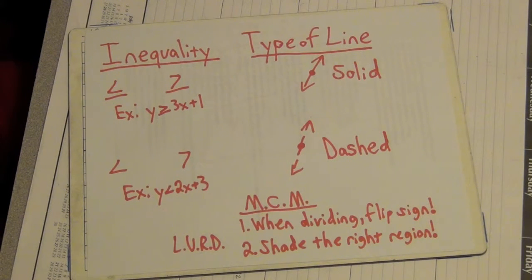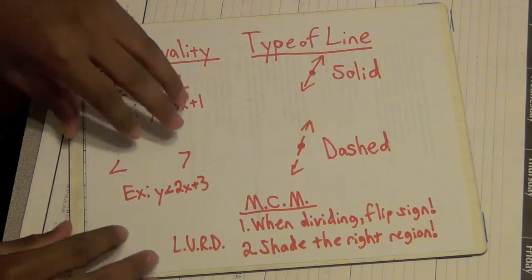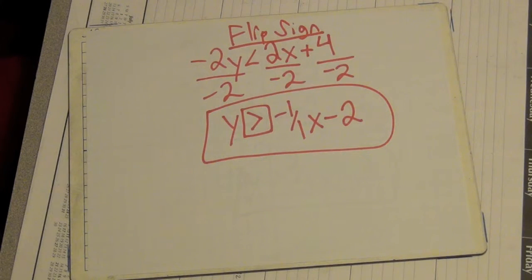Now, the most commonly missed things I've seen are, one, when dividing, you need to flip the sign. For example, right here, in this equation, negative 2y is less than 2x plus 4. You'd have to divide the 2 out because you have to get y by itself. But since you're dividing by a negative number, you have to flip the sign. So it's y is greater than negative 1 over 1 x minus 2 when you're graphing it. Now when you divide the negative 2 out, you have to make sure you do it to both things, which is how I got negative 1 over 1 x minus 2.